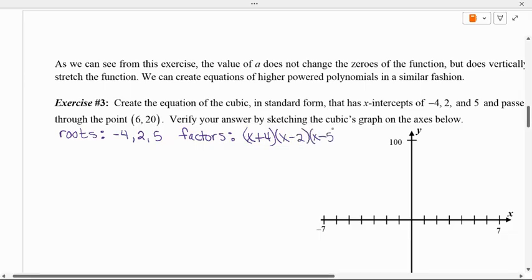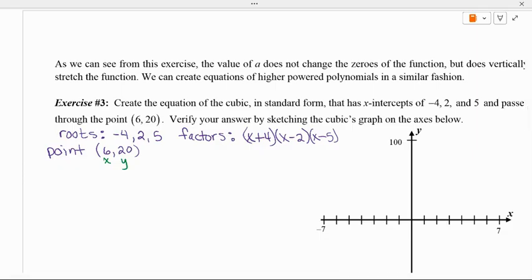Okay. We also know that our function passes through the point (6, 20). This is going to help us figure out our value of a, right? Because that's going to be the x and the y that we plug in. So the first thing that we need to do is start either FOILing or figuring out what this is going to look like in standard form. But actually that's not true. Let's figure out what a is first. How am I going to figure out what a is? Someone tell me.